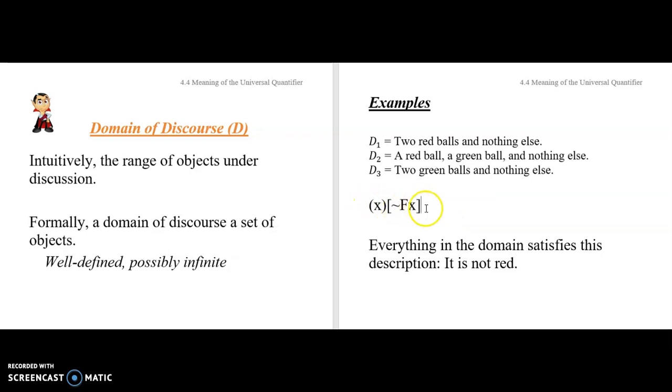Now, knowing what it means and understanding a little bit better, if this is Santa's bag, right? Is the sentence true on this domain? Is it true or false on this domain? Pause now.